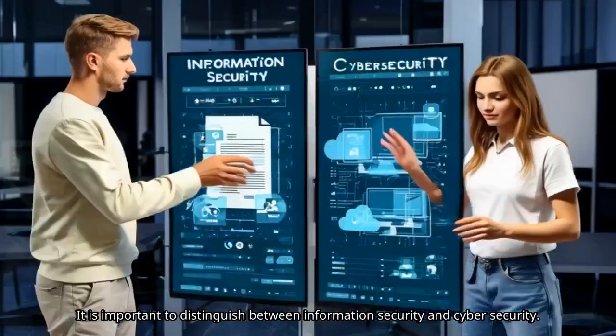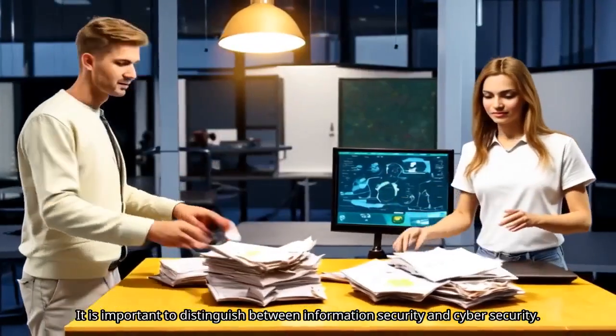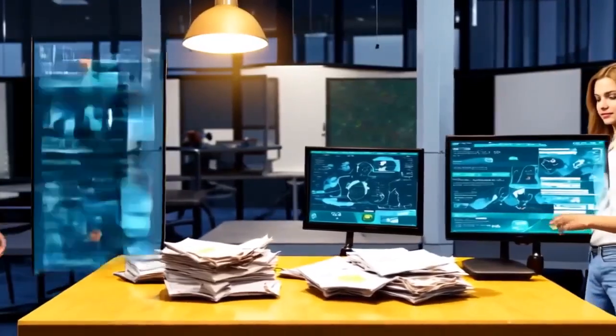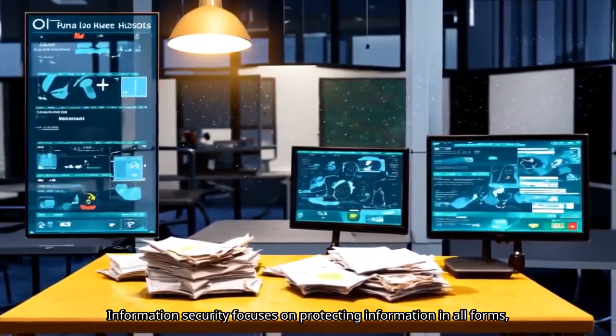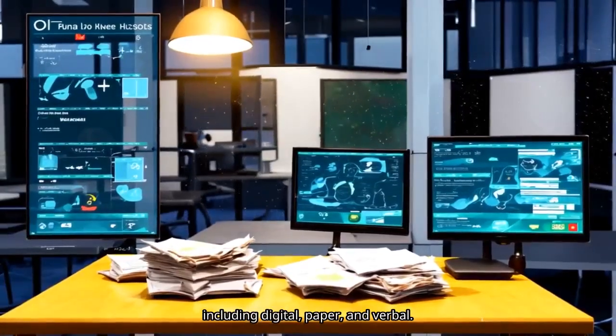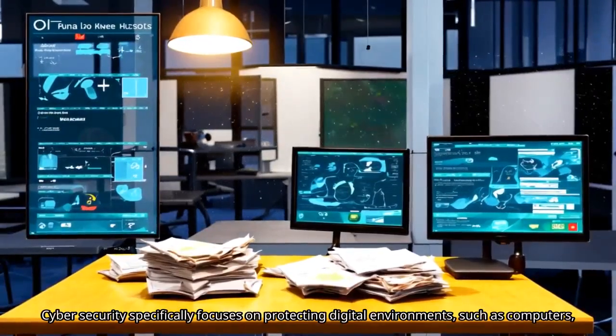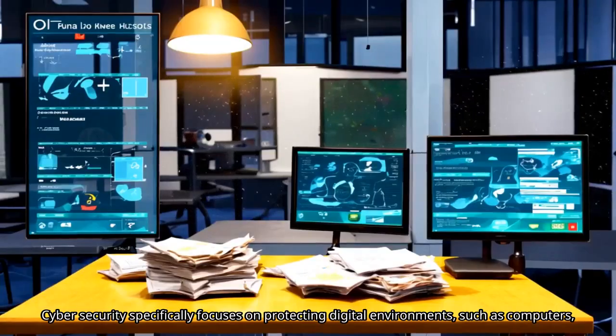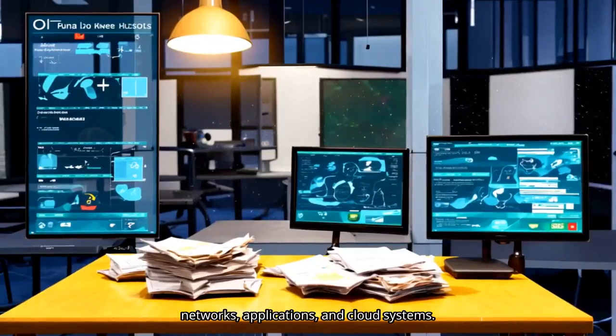It is important to distinguish between information security and cybersecurity. Information security focuses on protecting information in all forms, including digital, paper, and verbal. Cybersecurity specifically focuses on protecting digital environments, such as computers, networks, applications, and cloud systems.